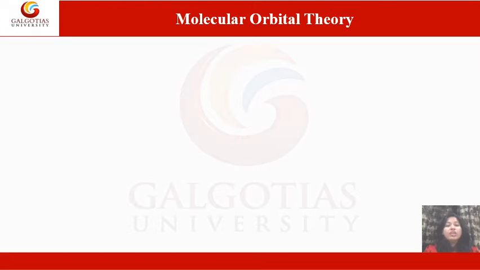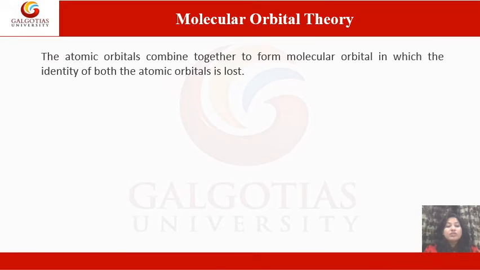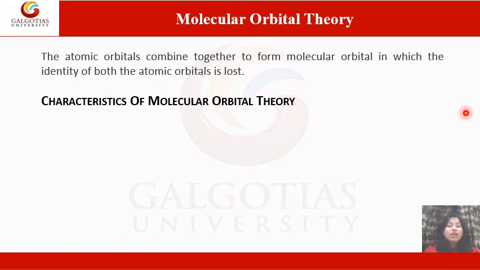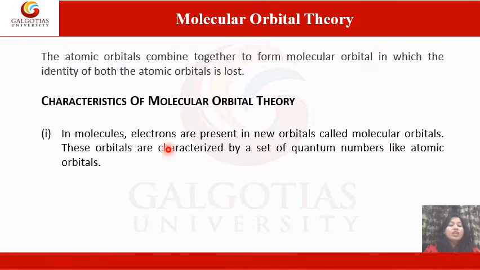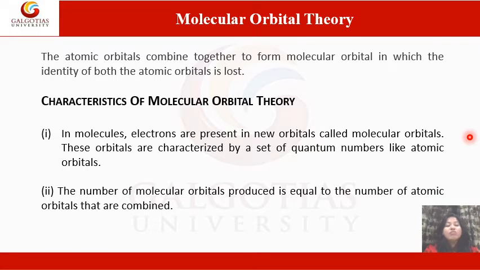Now, what is molecular orbital theory? The atomic orbitals combine together to form a molecular orbital in which the identity of both the atomic orbitals is lost. Characteristics of the molecular orbital theory. In molecules, electrons are present in the new orbitals called molecular orbitals. These orbitals are characterized by the set of quantum numbers like atomic orbitals. The number of molecular orbitals produced is equal to the number of atomic orbitals that are combined.